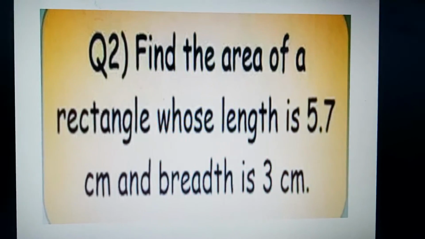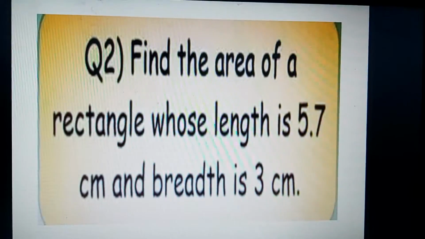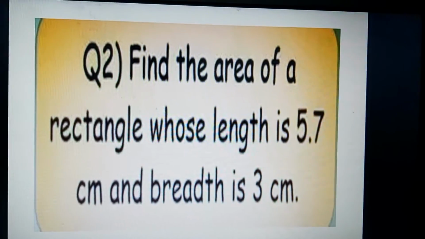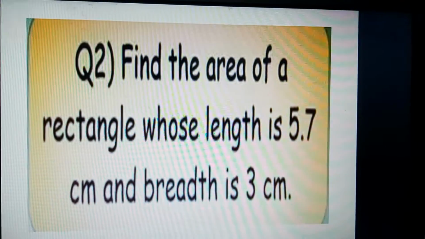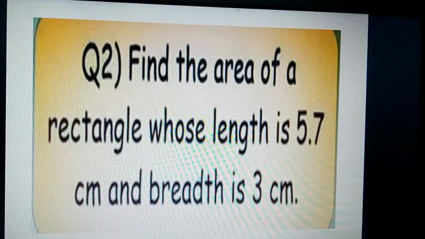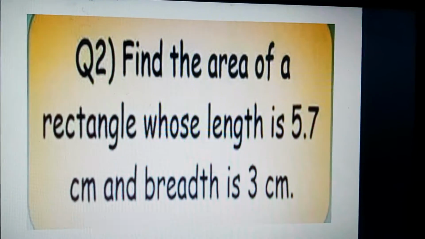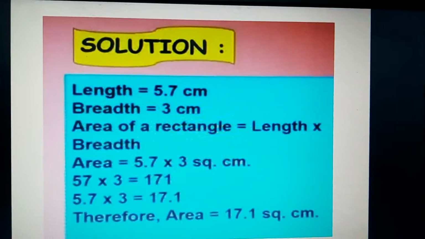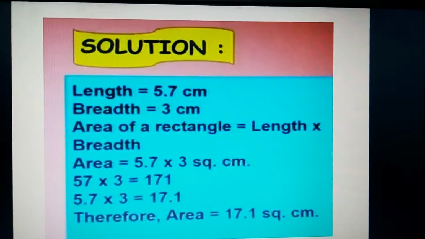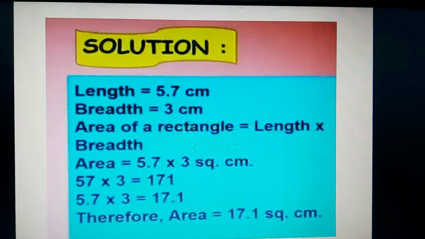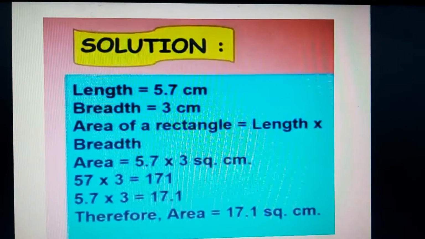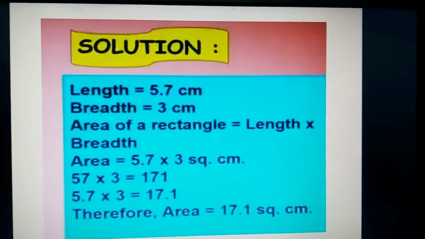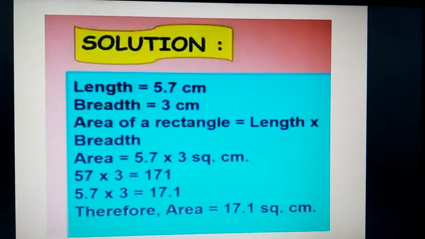Find the area of a rectangle whose length is 5.7 centimeter and breadth is 3 centimeter. So as you know, here we have to find the area. So what is the formula of area of rectangle? Length we are having, that is 5.7, and breadth we are having, that is 3, and the formula of area of rectangle is length into breadth. So here we have to put the values of length and breadth in place of the length and breadth. So we will find the area.